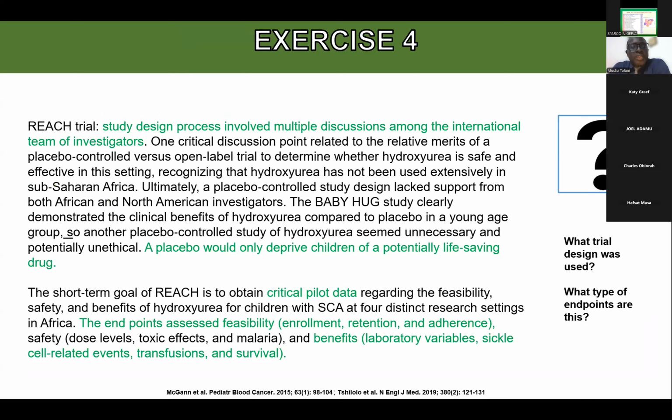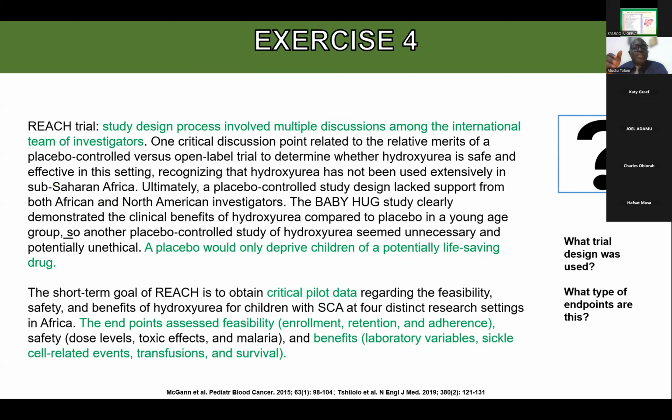So this is also another example of a trial done within Africa. The study design actually involved multiple patient engagements. After that, it was decided that a placebo would not be beneficial as it would deprive children of potentially life-saving medication. If you just look at this, it means that it's a single-arm trial.